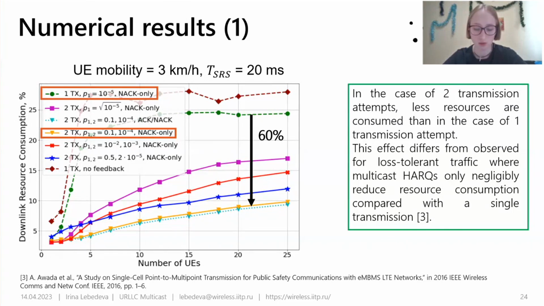I will consider plots which show the downlink and the overall resource consumption for various configurations of transmission parameters. Note that for all the considered solutions, the reliability requirement is satisfied. Looking at the plot, we can notice that in the case of two transmission attempts, fewer resources are consumed than in the case of one transmission attempt. This effect differs from that observed for loss-tolerant traffic. The multicast HARQ only negligibly reduces resource consumption compared with a single transmission.